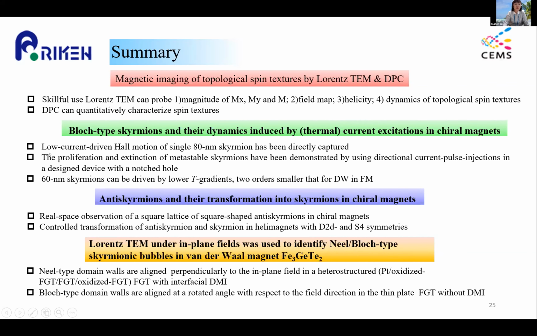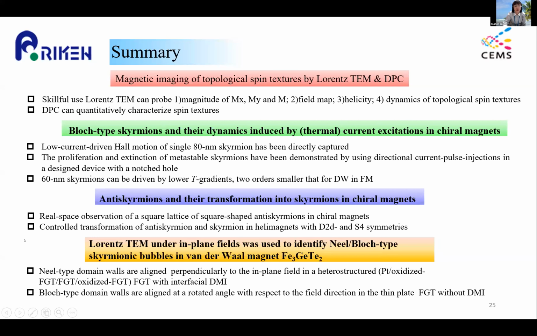And I also showed you we use Lorentz TEM to demonstrate the low current driven Hall motion of a single skyrmion in the chiral lattice system. The proliferation and the extinction of meta-stable skyrmions have been demonstrated with directional electron current injections. And we also succeeded in using a temperature gradient to move this 16 nanometer skyrmion in an insulator system.